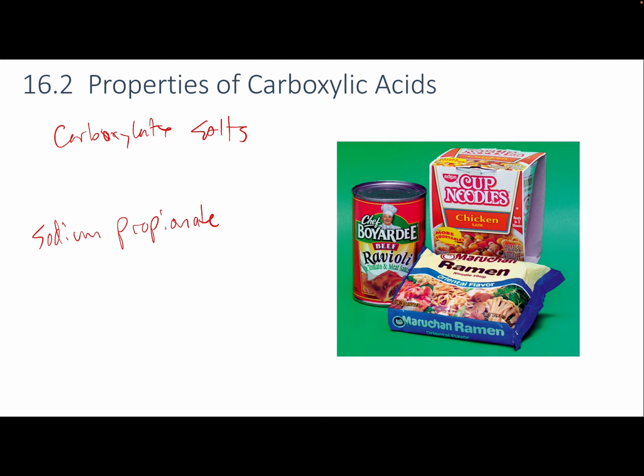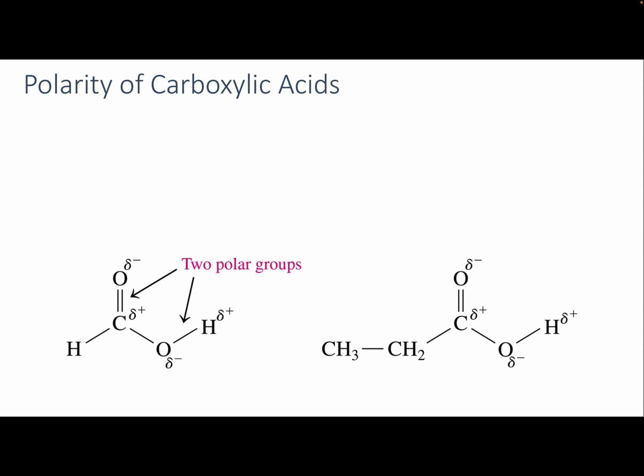So in this part of the chapter, our goal is to talk about boiling points, solubility, dissociation, and neutralization of carboxylic acids. So, carboxylic acids are strongly polar because they have 2 polar groups. They have the hydroxyl group and they have the carbonyl group. And you should remember both of these are polar and little dipoles, charge separation.